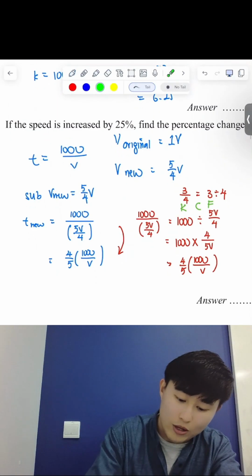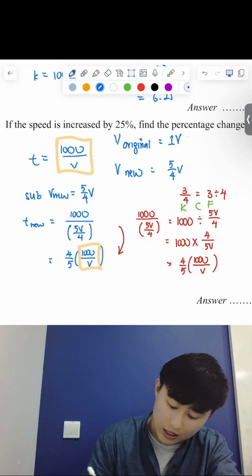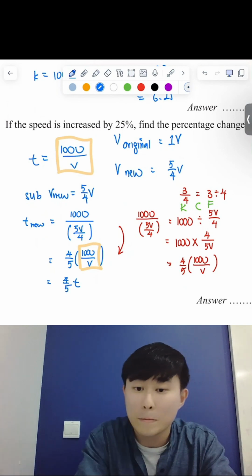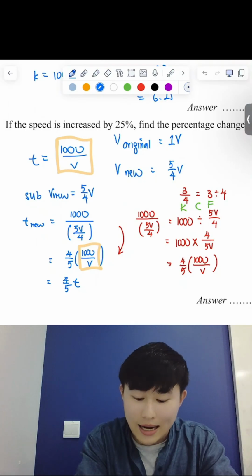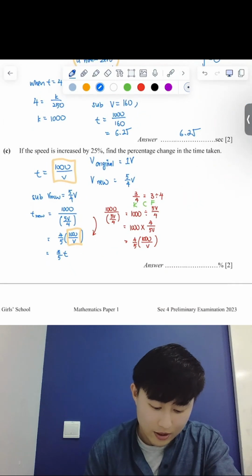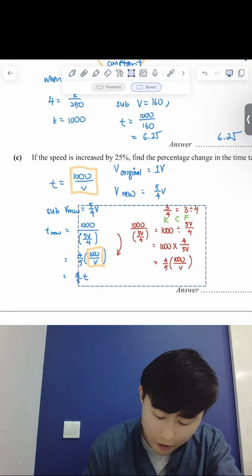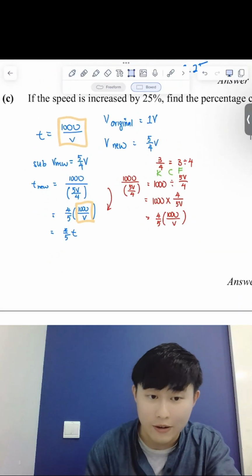From here, why do I do this? Because you realize this thing here is the same thing over here. So this must be 4 over 5 T. From here, I can now finally answer the question: find the percentage change in the time. So now I'm going to use my new time value, which is 4 over 5 T.